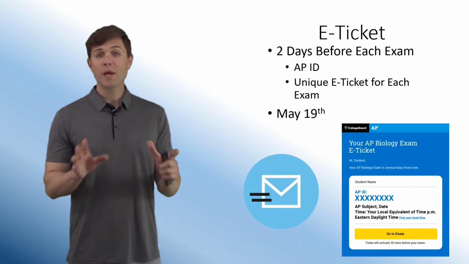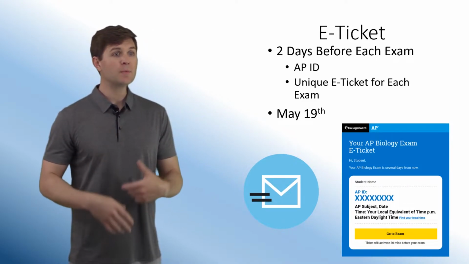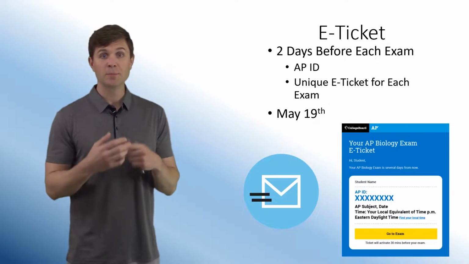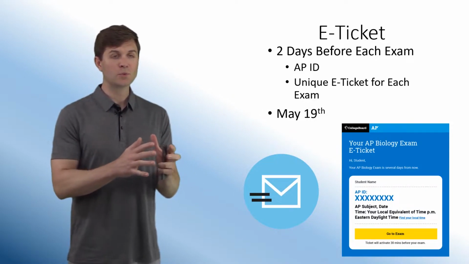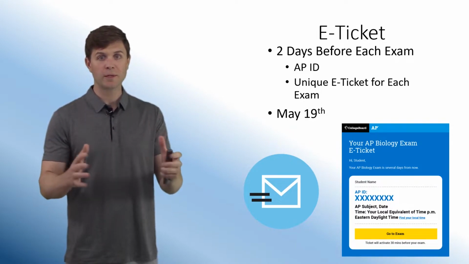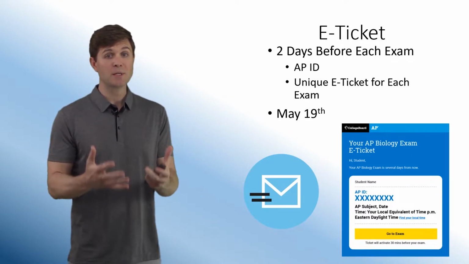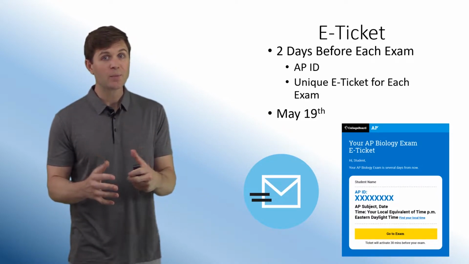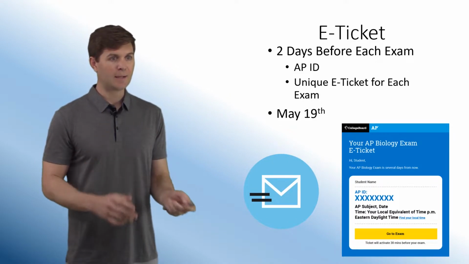Two days before each exam that you take, you should receive another email. This email is going to give you your e-ticket. It's going to be a link to get you into the exam. This is how you are going to get to that point where you need to log in and register and get ready to take the exam. May 19th for AP Macro, it should be coming on that date. If you don't get one, that's something you need to address. So make sure you're keeping these dates on hand.